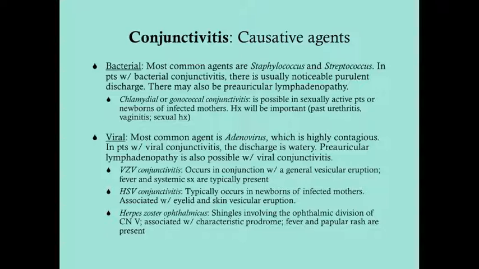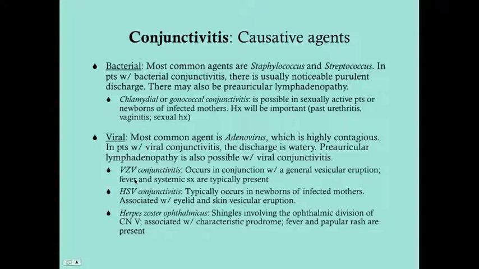Usually in patients with viral conjunctivitis, the discharge is watery, but a watery discharge can also be seen with the chlamydial conjunctivitis. And in viral conjunctivitis, they may not even note a discharge. So that's up in the air. But usually viral conjunctivitis will be associated with a more watery discharge. You can also see preauricular lymphadenopathy in these patients as well. But what you won't see in viral conjunctivitis is that purulent discharge.